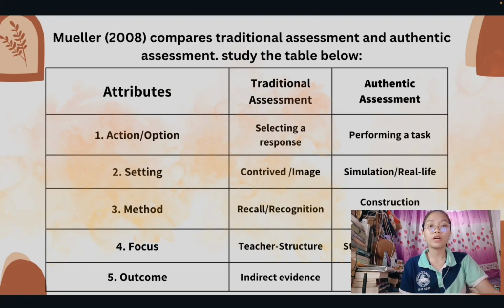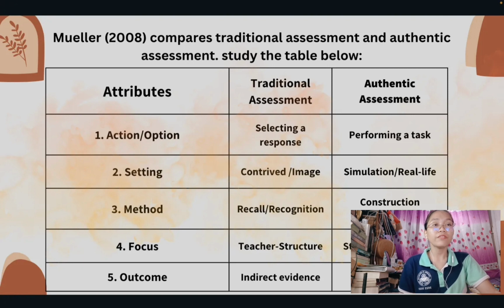The fourth one is focus. Traditional assessment is teacher structured, and authentic assessment is student structured. An example of teacher structured is a major exam, and an example of student structured is a performance task. The last one is outcome. Traditional assessment gives indirect evidence, authentic assessment gives direct evidence.